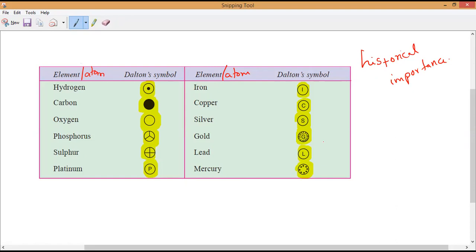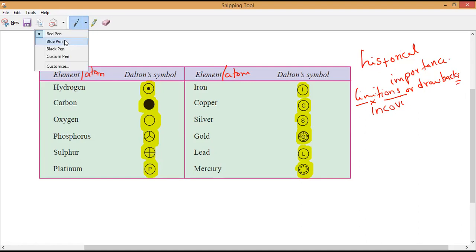Is it right or wrong? Is it easy to remember? Suppose I give you 118 elements, is it easy to remember? All of you? No. That is why it is inconvenient. There is a limitation, guys. Limitation, drawback, or disadvantage, everything is the same. So what is the limitation? Inconvenience.